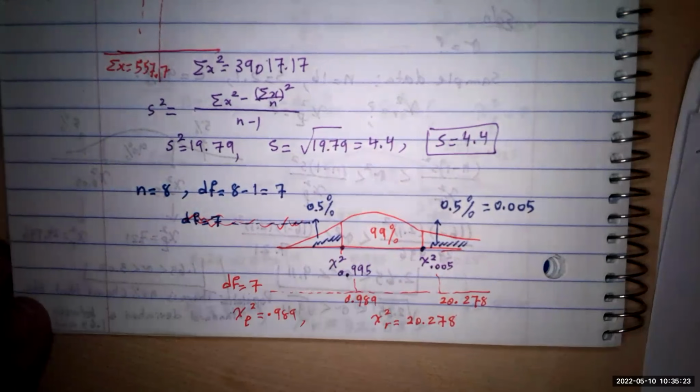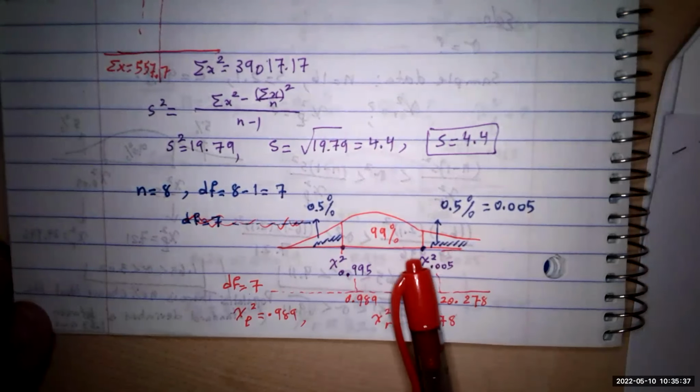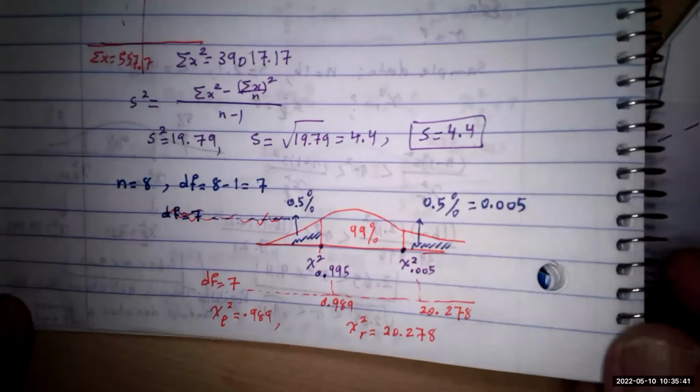It's the 99%. You get the leftover 1% divided by 2, 0.5% to the right, 0.5% to the left. The chi-square will read the area to the right only. So here it is going to be 0.005, and it's going to be 99.5%, which is 0.995. Now we can get the formula and then be done. We go for the variance first. That's the interval. This is the formula.